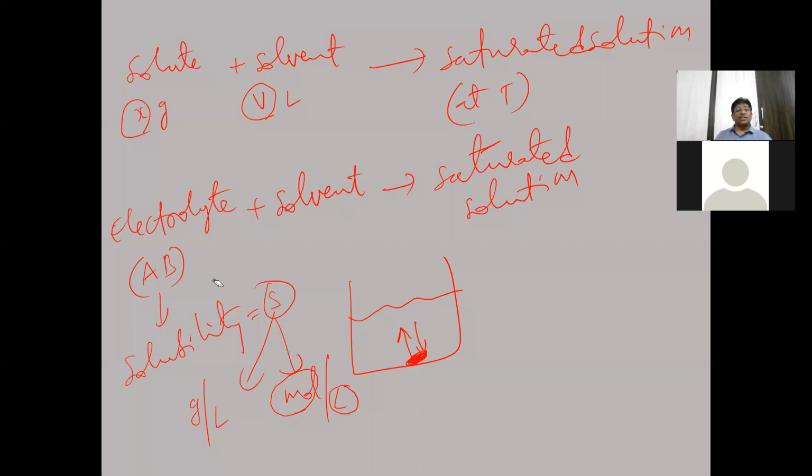So the solubility concept is clear. Some salts will dissolve to a greater extent, some salts will dissolve to a lesser extent. This is called the solubility concept. And we are discussing the topic of solubility product. So the solubility product, we have to understand as Ksp, the solubility product constant. K is the constant here.